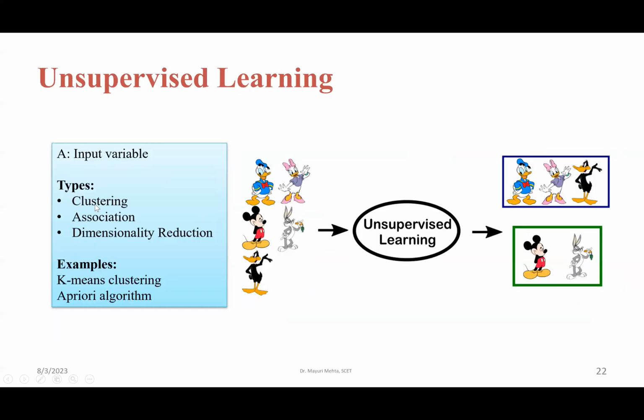So different types of techniques for unsupervised learning are clustering techniques, association rules, dimensionality reduction, and so on. So we have several different algorithms available for unsupervised learning.